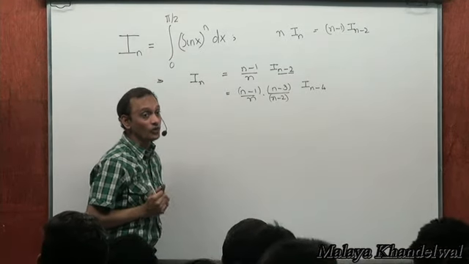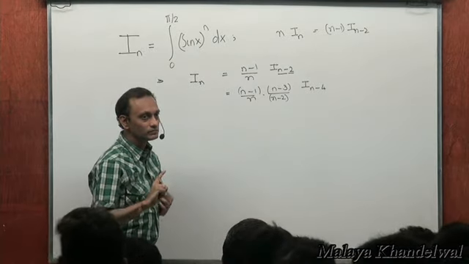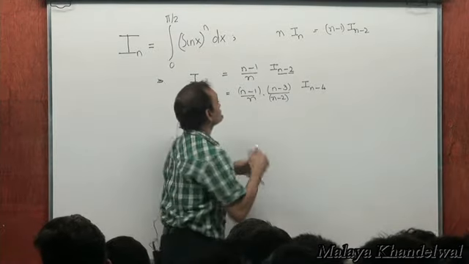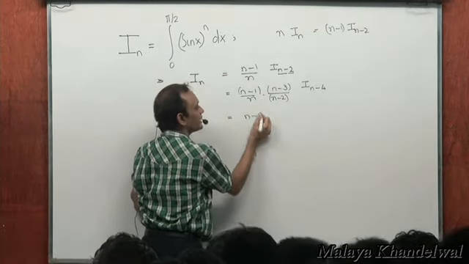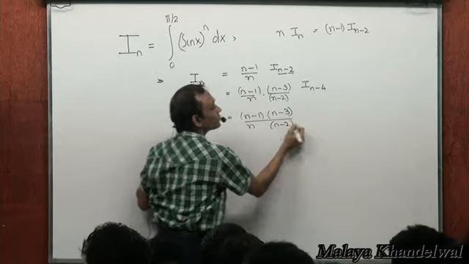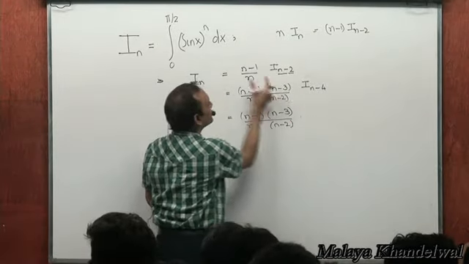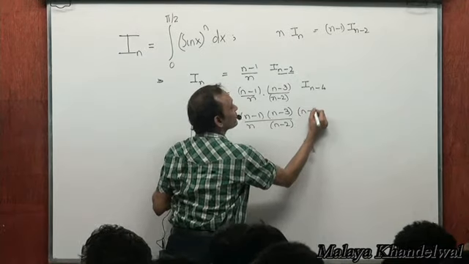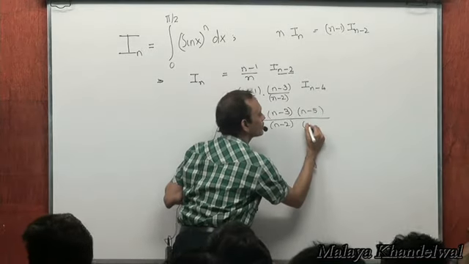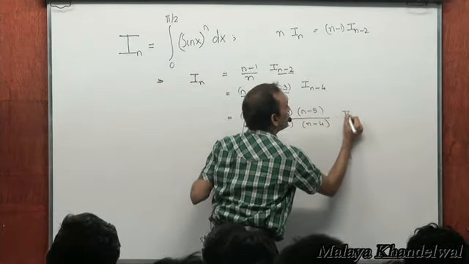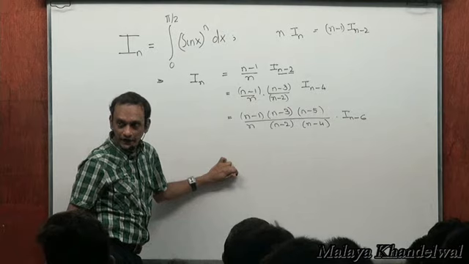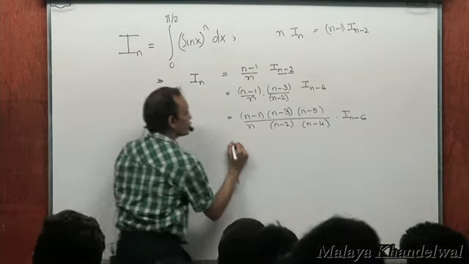Right? Yes or no? You realize what I've done here? No? I can go down further. What I can do is, I could write this as (n minus 1) into (n minus 3) by n into (n minus 2) into I_(n minus 4). I_n would be (n minus 1)/n into I_(n minus 2), so I_(n minus 2) would be (n minus 3) by (n minus 2) into I_(n minus 4), and I_(n minus 4) would be (n minus 5) by (n minus 4) into I_(n minus 6). Right? Isn't it? Go down further.